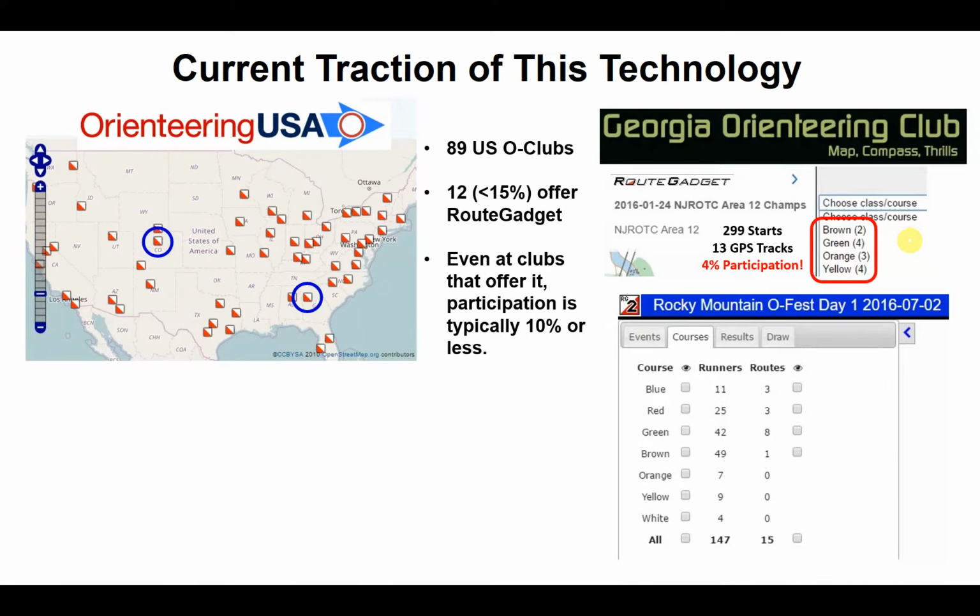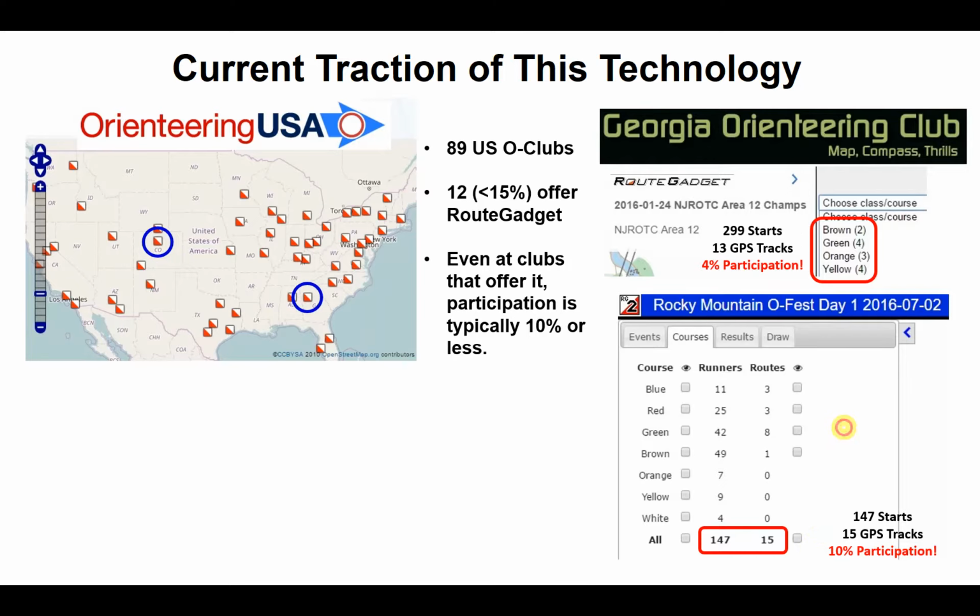Similarly, here's another one, Rocky Mountain Orienteering. I visited them early in 2016, did an event out there. This is a screenshot from their RouteGadget site for their Orienteering Fest that they did in July. Big event, one of their biggest events of the year. And here you see 147 starts, 15 tracks, 10% participation, roughly.